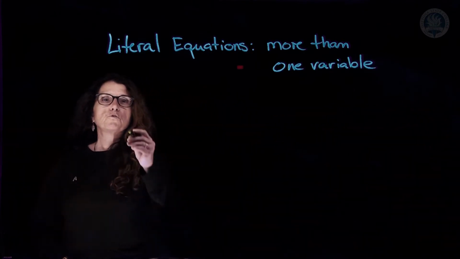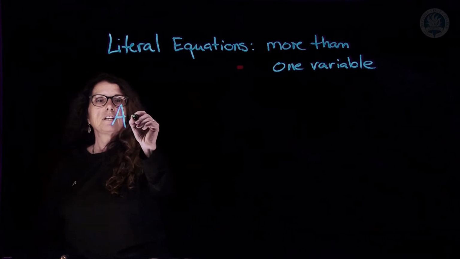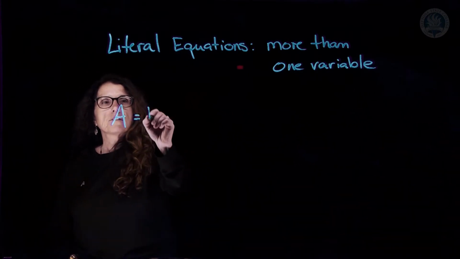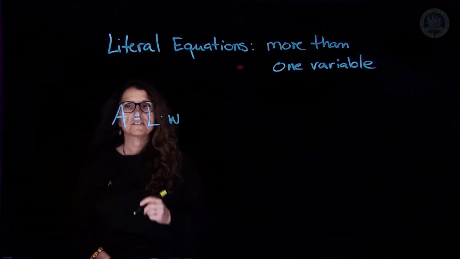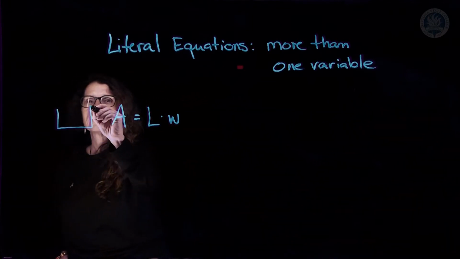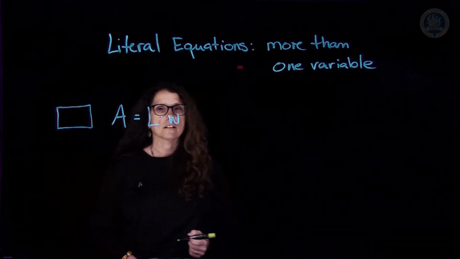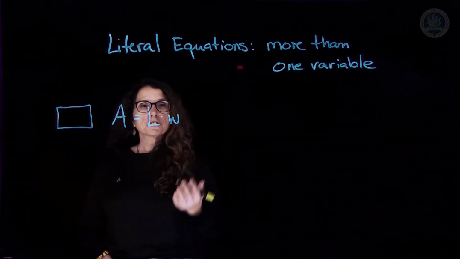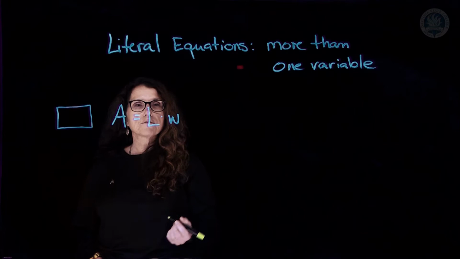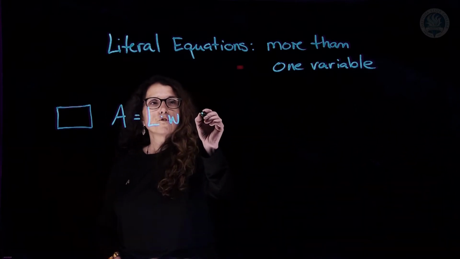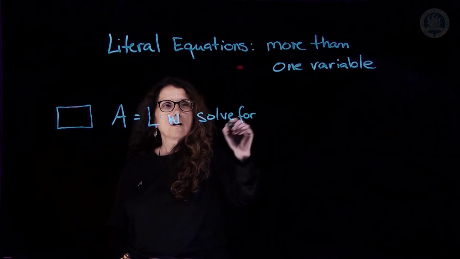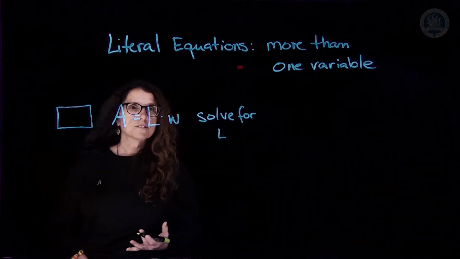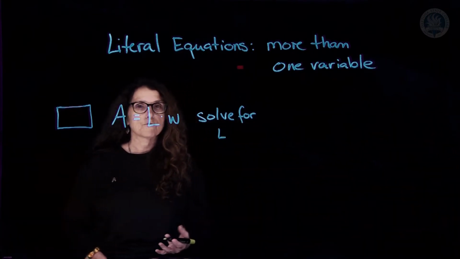Let's do, for example, the area of a rectangle, which is length times width. So that is the formula for the area of a rectangle. Sometimes, in certain cases, we need to solve this formula for the letter L. Solve for L. So that means you need to get L by itself.